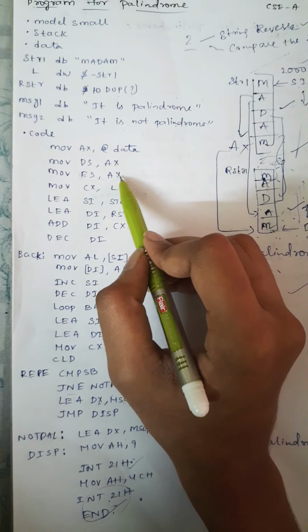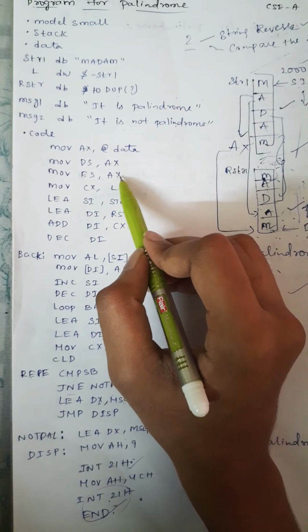Therefore, here the given string is madam, so the output will be madam, as it is the same in the reverse. MADAM is the same in both the forward and reverse direction, therefore it is a palindrome. So we get the output: it is a palindrome.